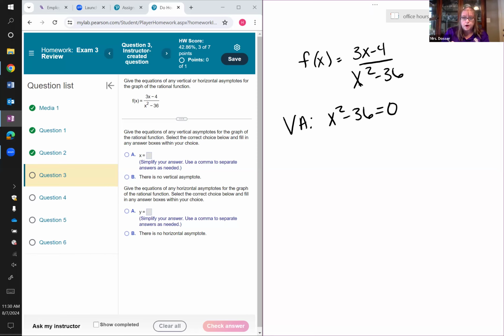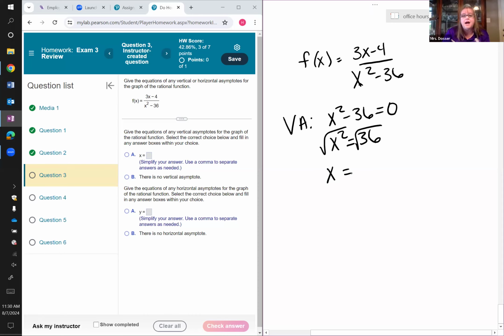So to use the square root property, we need to isolate the x squared first. When we isolate the x squared, we're going to move the 36 to the other side to get the x squared by itself. We get x squared is equal to 36. And then we can undo the x squared by taking the square root of both sides. Now on the left, the square root of x squared is just x.